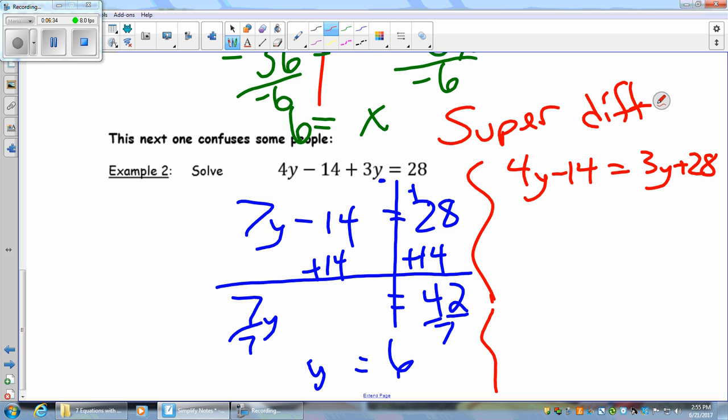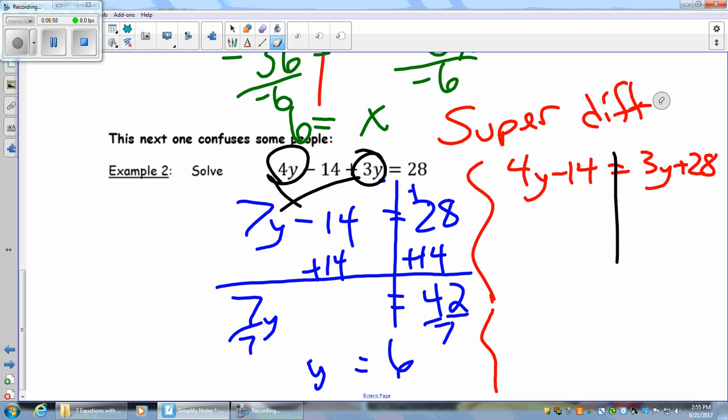Anyone know why they are so different? Well, the one on the left, the 3y and the 4y are on the same side. So when you push them together, they become 7y. The one on the right, they're on opposite sides, so you can't push them together. So people always mess this one up.